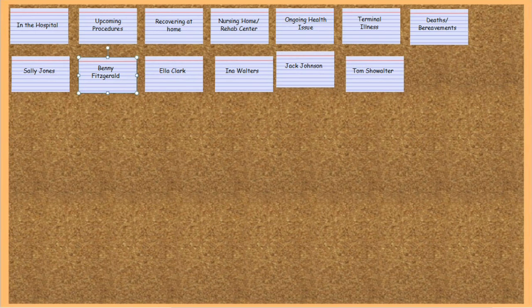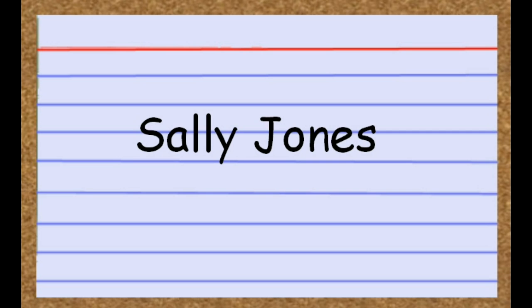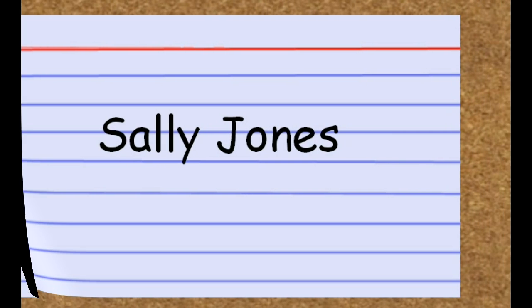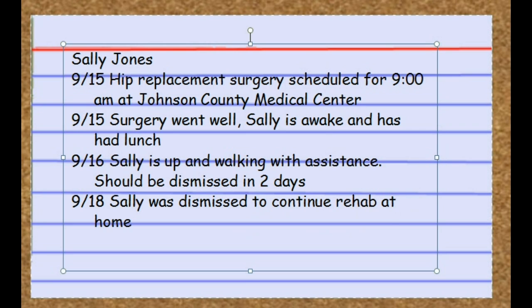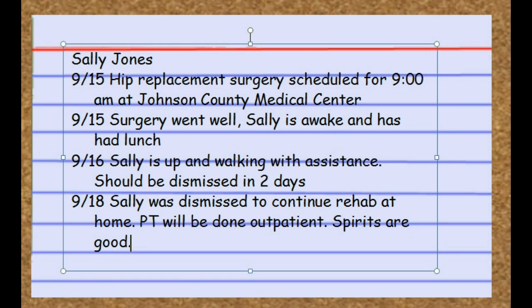Now remove a card from its place and flip it over. And you see that Sally's surgery, a hip replacement, which was yesterday, went well. She's expected to make a full recovery and will probably be in the hospital for 3 days. Each time you or one of your ministry team visits Sally, this card would be updated with current status information, and the card itself would be moved to recovering at home when she's dismissed.